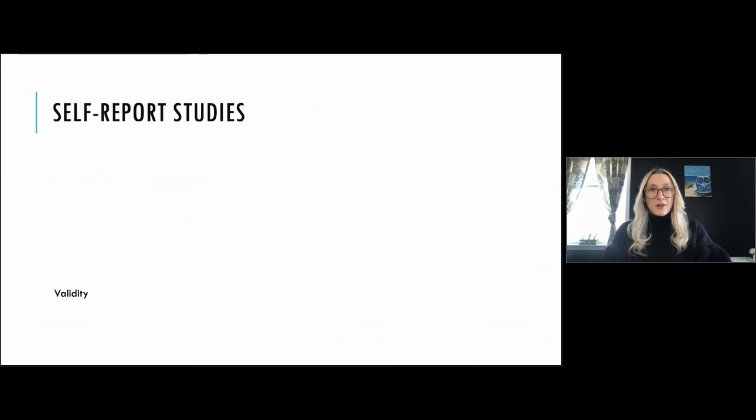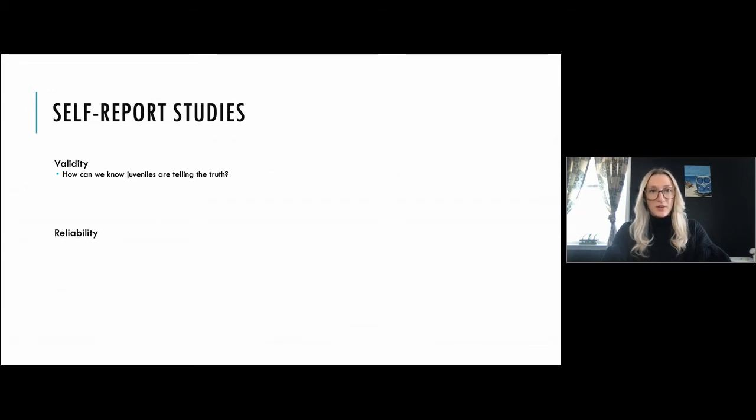So let's dig into self-report studies a little further. Let's look at validity. Looking at the validity of self-report studies, two things we question in these types of studies are validity and reliability. They say that validity underestimates illegal behavior of serious delinquent youth. So how can we know that juveniles are telling the truth in these self-report studies?